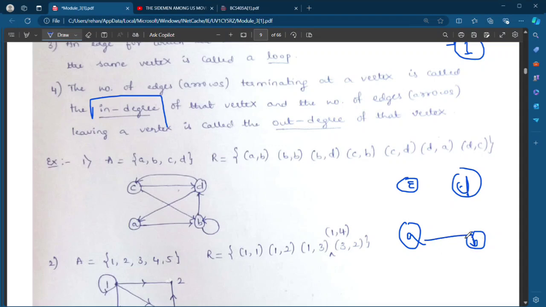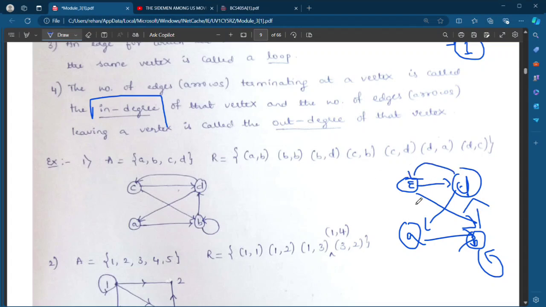So from A to B I have 1, then B to B itself, so 1 self, then B to D I have, okay, like this. Then C to B, then C to D also I have. D to A I have, then D to C I have.